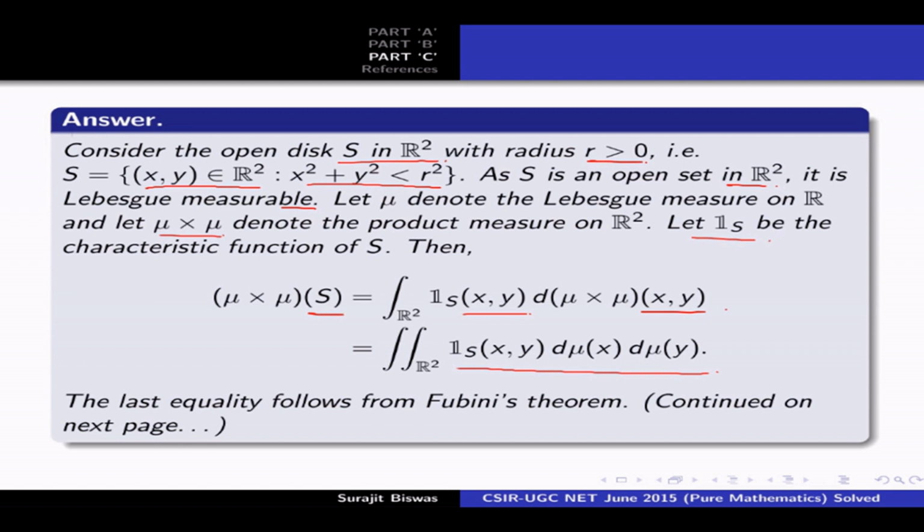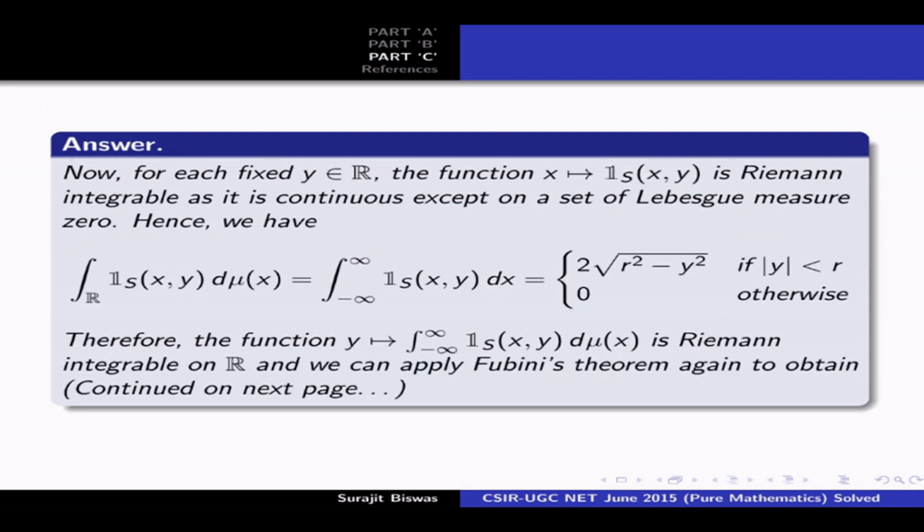Now we want to evaluate this first. For each fixed y belonging to R, the function x goes to 1_S(x,y) is Riemann integrable as it is continuous except on a set of Lebesgue measure 0. Therefore this Lebesgue integration equals the Riemann integration, and this Riemann integration gives us the value 2 square root of r square minus y square when mod y is less than r, and 0 otherwise.